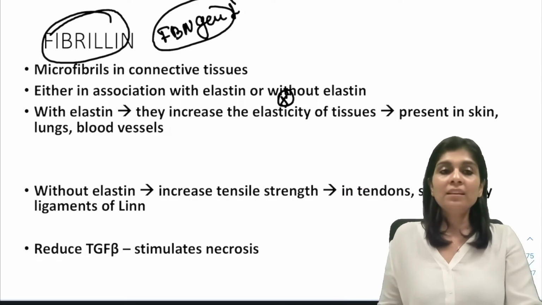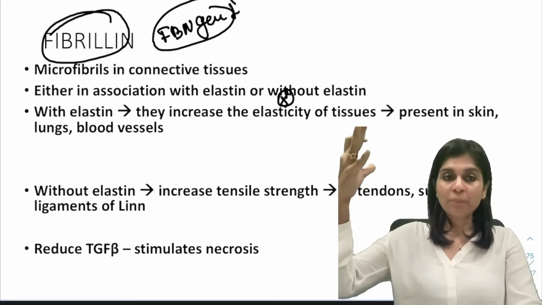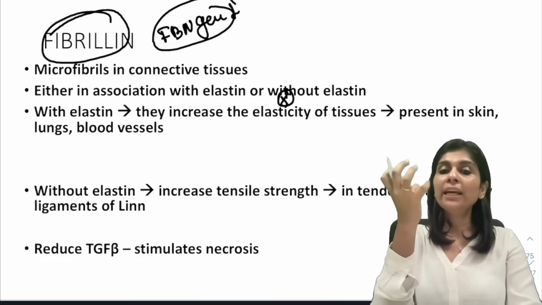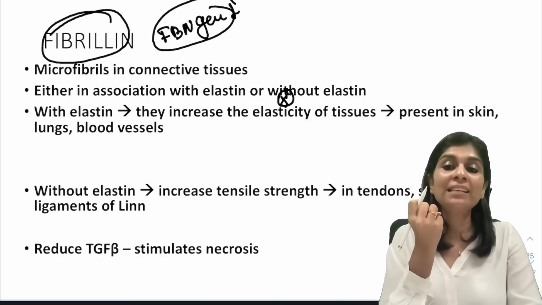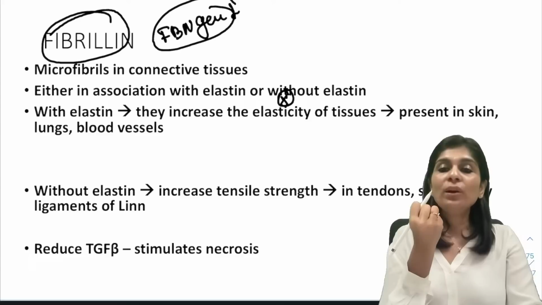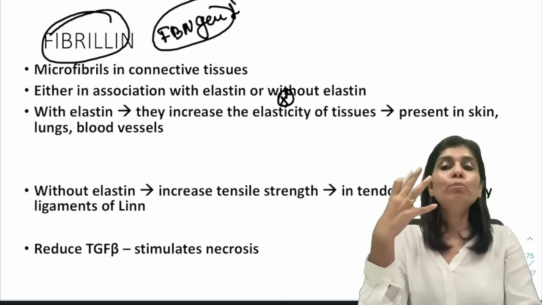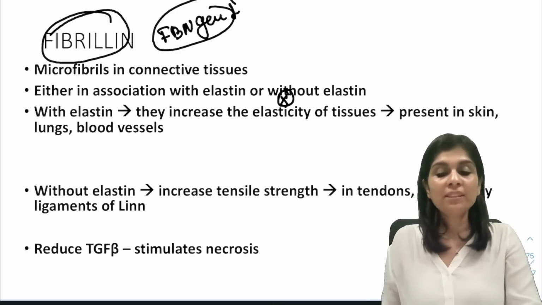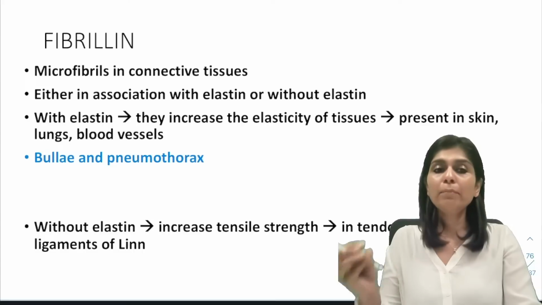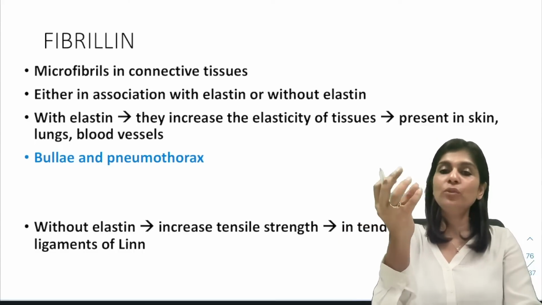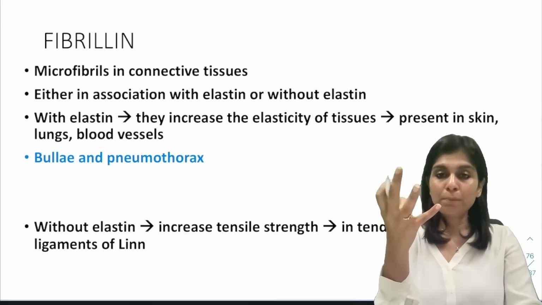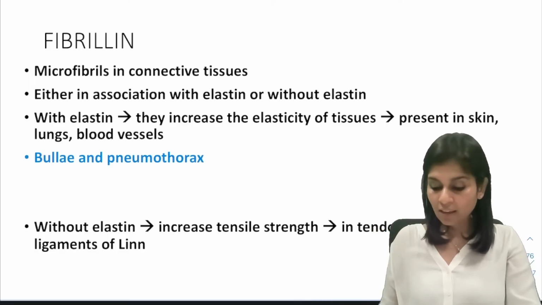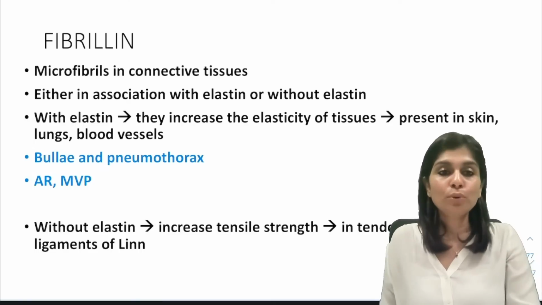And in the lung, when the person inhales, the lung expands. The moment the person stops inspiring, the elastic recoil of the lung should bring it back to its original position, which causes passive exhalation. Because there is no elasticity, what will happen? The lung keeps expanding. That causes bullae formation, and that can present with pneumothorax. And because blood vessels expand but don't come back to their original position, valves expand and that causes aortic regurgitation and mitral valve prolapse. Right?